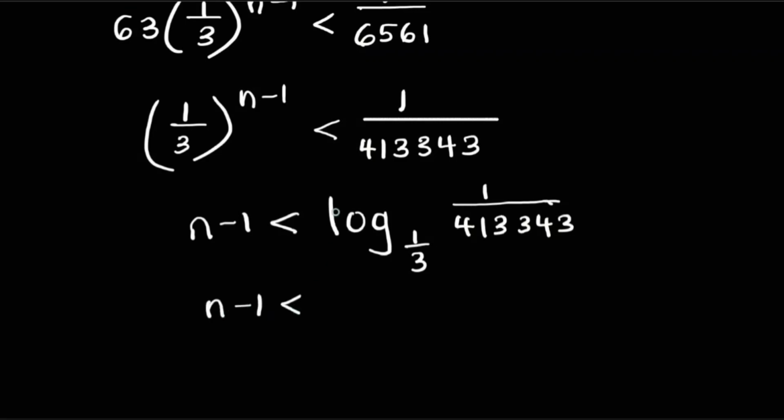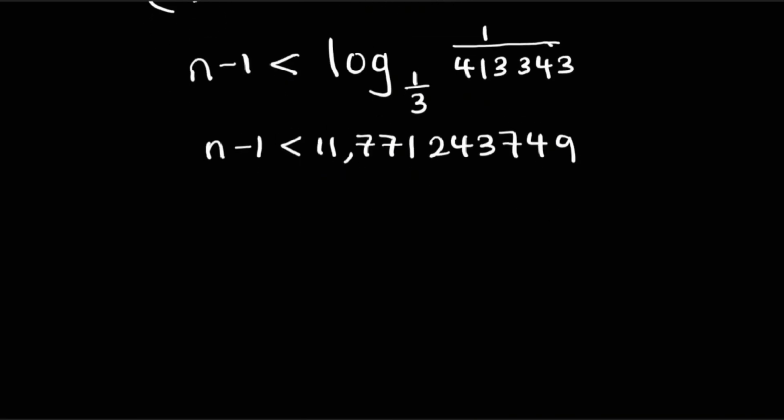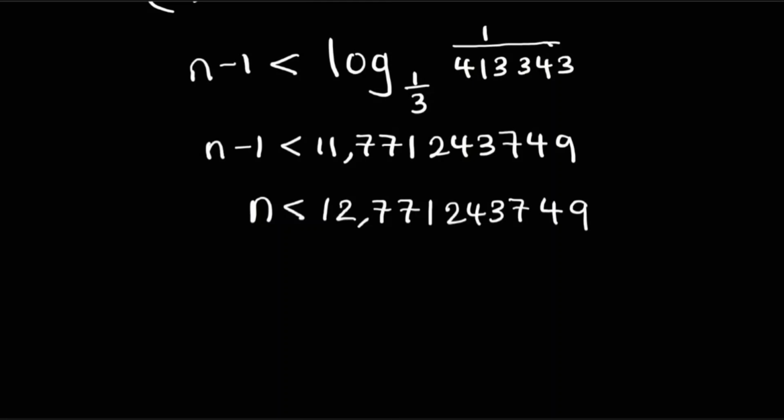So let's actually put this in our calculator to get a value. So this is what I get as a decimal. When I put that in on my calculator, I get 11.771243,749. And now to solve for n, we are going to take this 1 over to the right hand side. It is going to add, so this value becomes 12.771243,749.